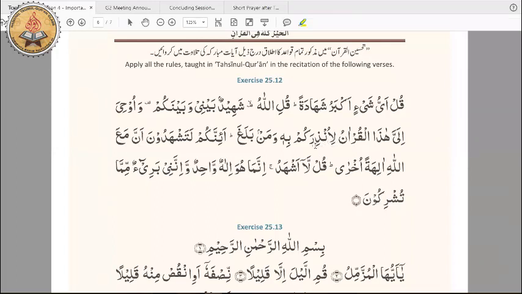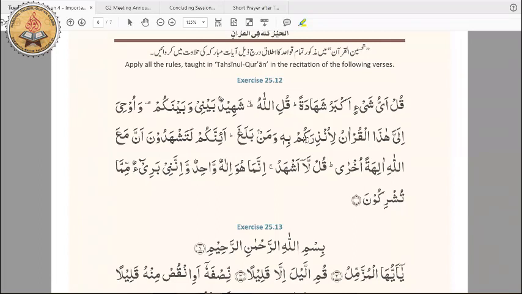Okay, good. And here, after the meme, what letter comes after that? Bihi. So there's a ba. So when there is a ba after the meme and you want to connect them, then what do you do with the meme? You prolong that, right? Yes. Just like we did with the little meme above.